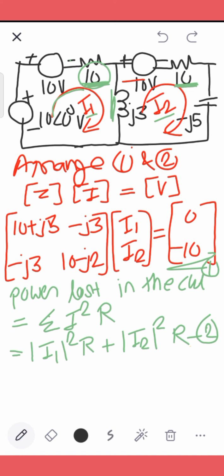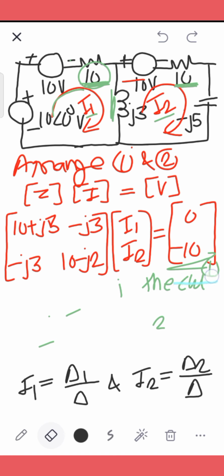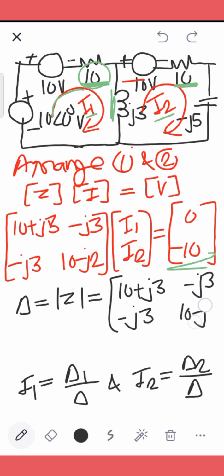According to Cramer's rule, I1 is del 1 by del and I2 is del 2 by del. So we will go with these formulas. First we will determine the del, which is nothing but the determinant of matrix Z: 10 plus J3, minus J3, minus J3, 10 minus J2. Solve this and tell me the answer.